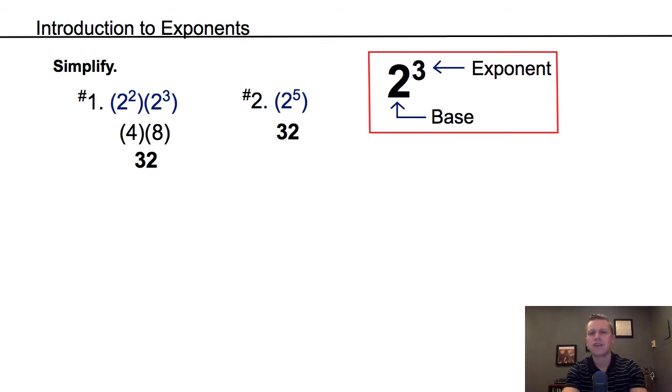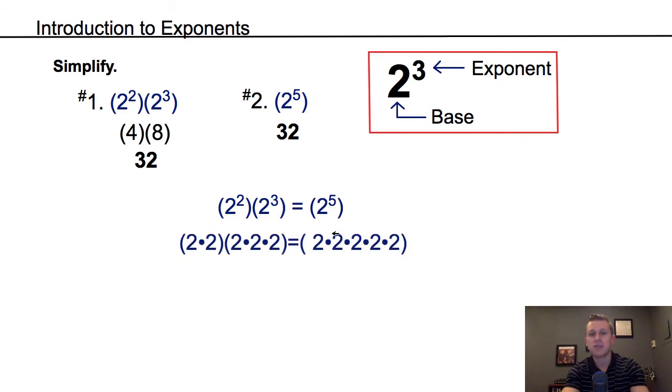Well, it's because they're actually the same thing. If you think about it, on the left-hand side, I could write 2 squared times 2 cubed, problem number 1, and on the right-hand side, I could write problem number 2, 2 to the 5th. Well, 2 squared is just 2 times 2, and 2 cubed is just 2 times 2 times 2, and 2 to the 5th is 2 times 2 times 2 times 2 times 2. That's a lot of 2's, but you can see that either way, 2 is being multiplied by itself 5 times.